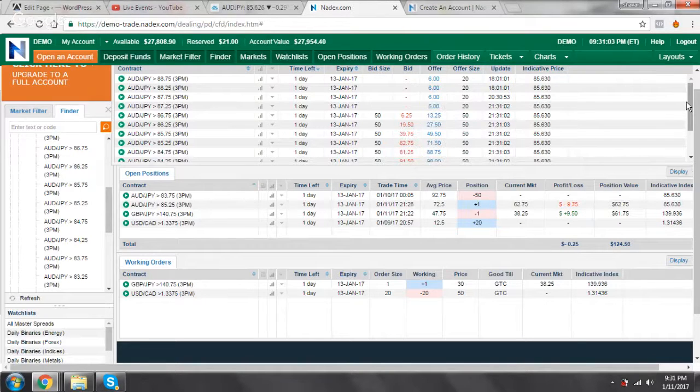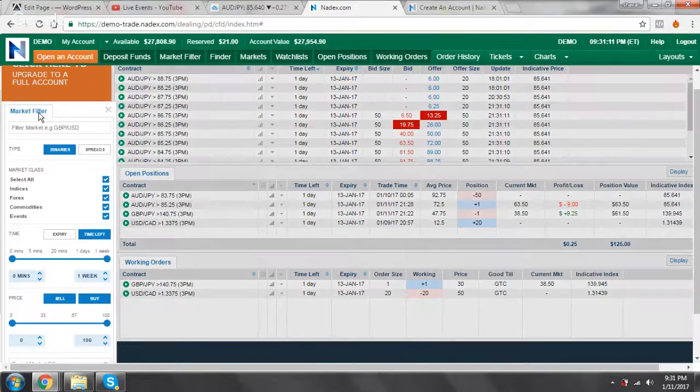All right. So it was low risk, high reward. Now, another thing you could do in Nadex, which I really don't do that much, but you can do it. Hold on a second.